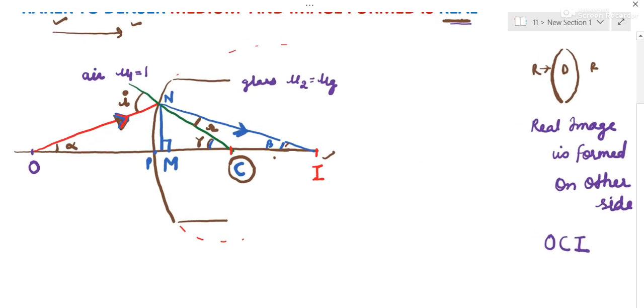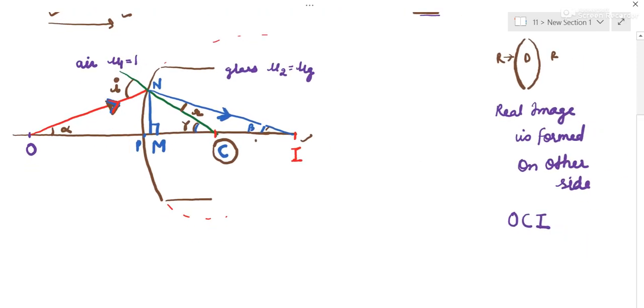So now our first job is to find I and R in terms of alpha, beta and gamma. Okay, so you can see in this triangle, which I've highlighted with blue, I is the exterior angle. So it will be the sum of the interior opposite angles, that is alpha and gamma. This is one relation.